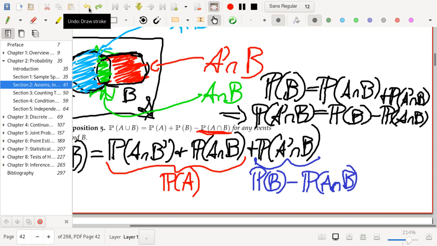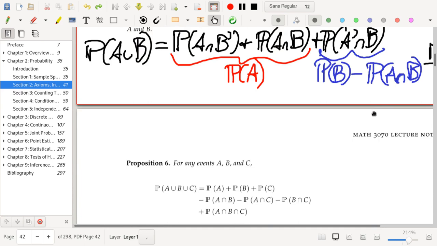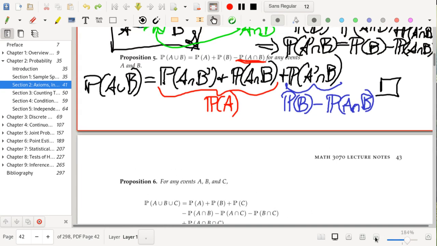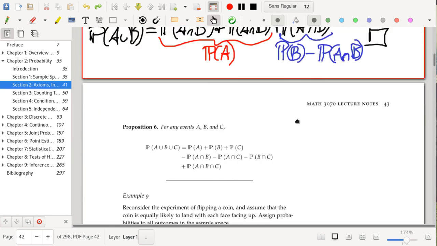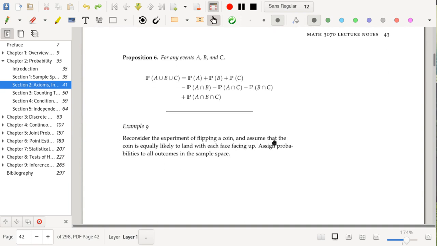All right, so I am doing something that I don't want to do. What I want to do is zoom out. Okay. So the next proposition I'm not going to bother to prove just because it's a lot of work, although I may give you an argument for why it's true.